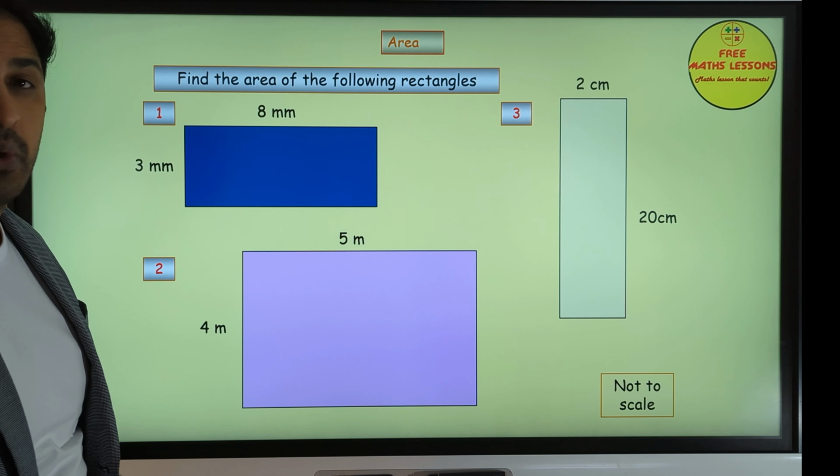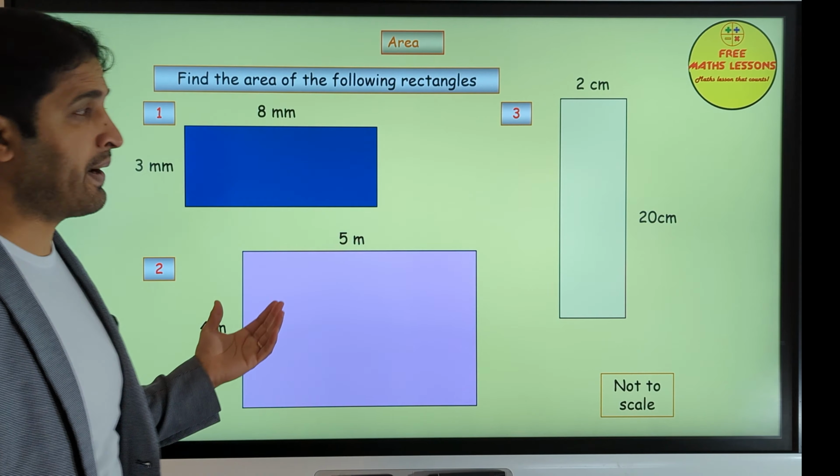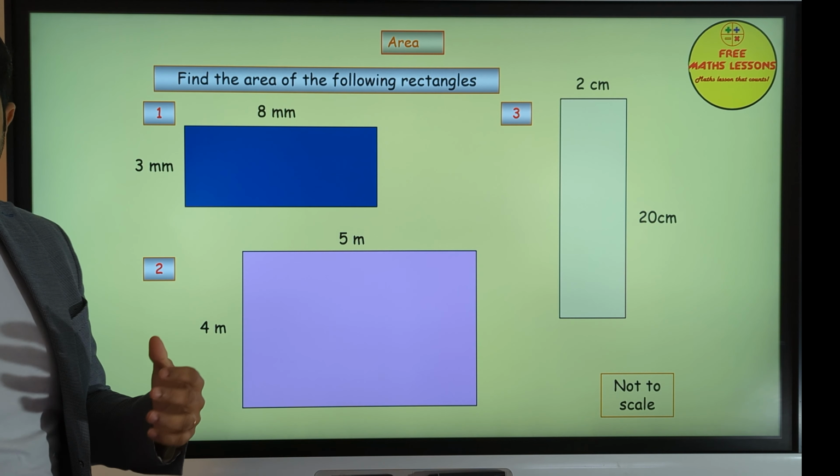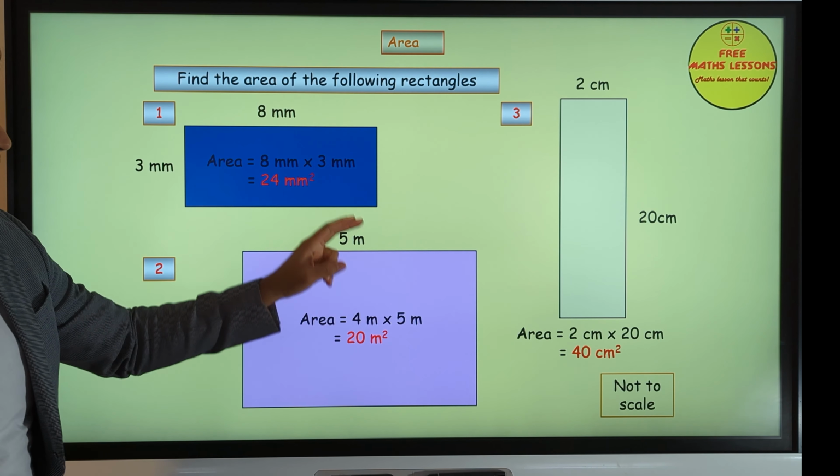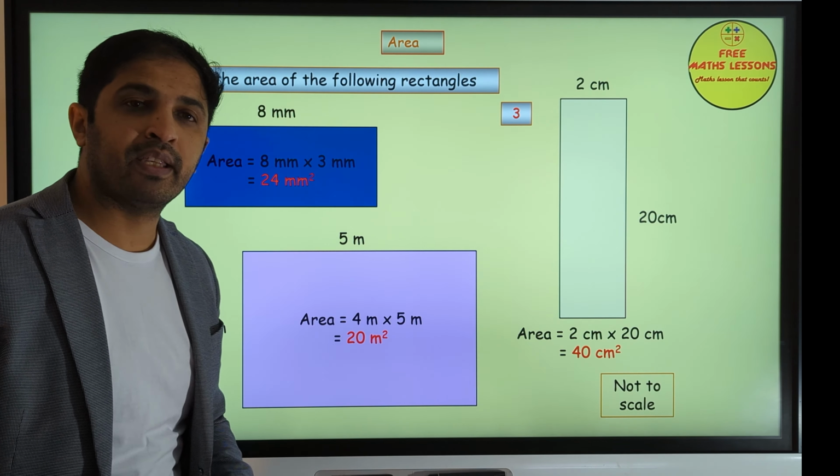So what I want you to do is actually pause the video and quickly have a go at these 3 questions. And when you're ready, press play. And 40 centimeter by centimeter squares.